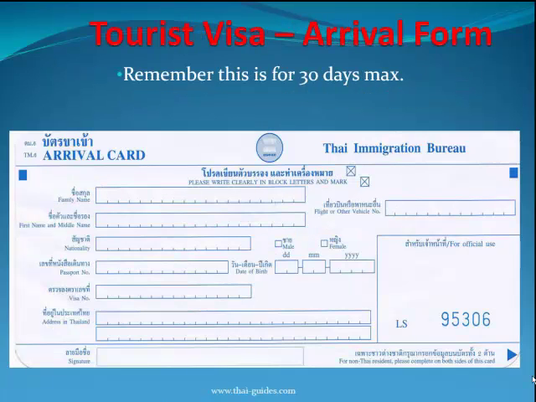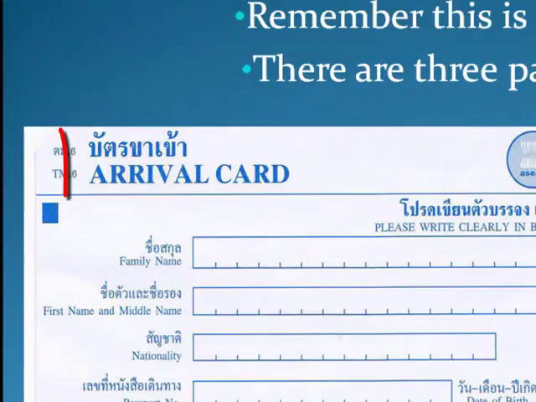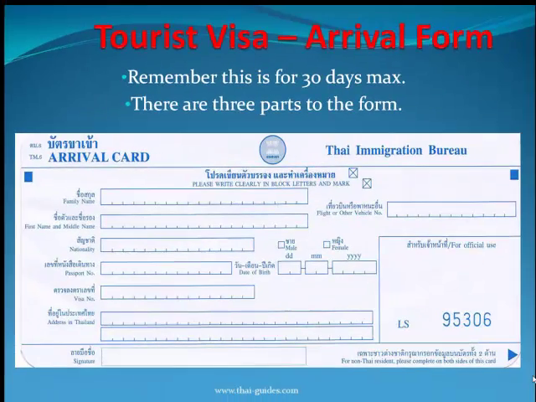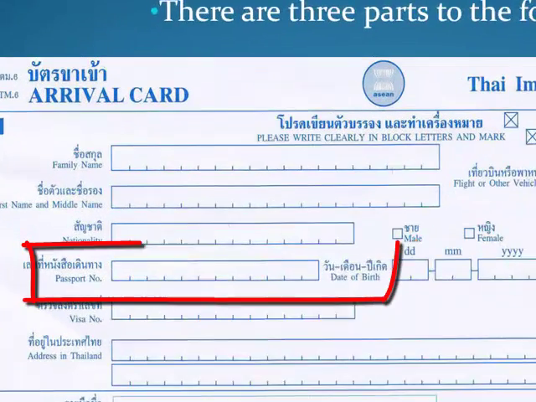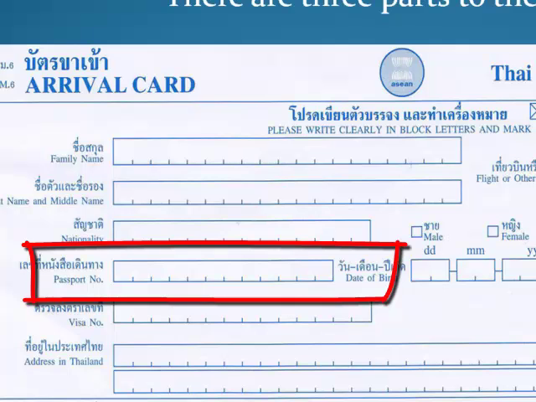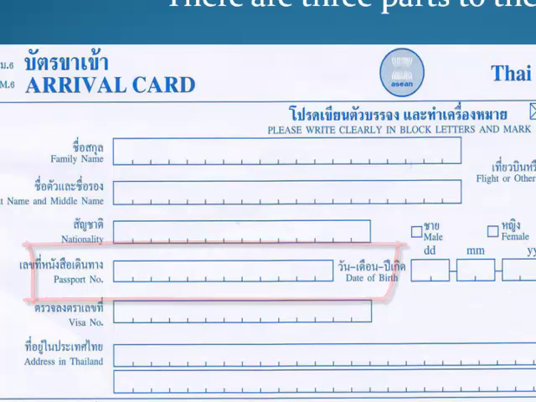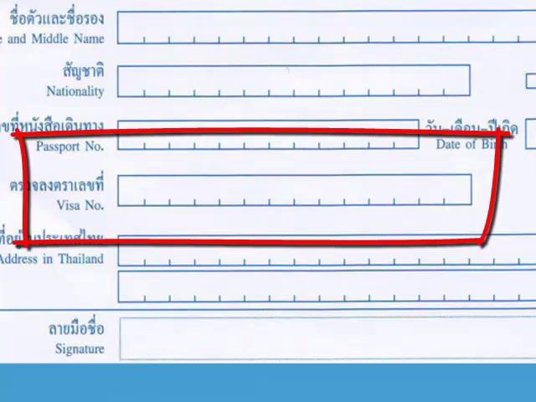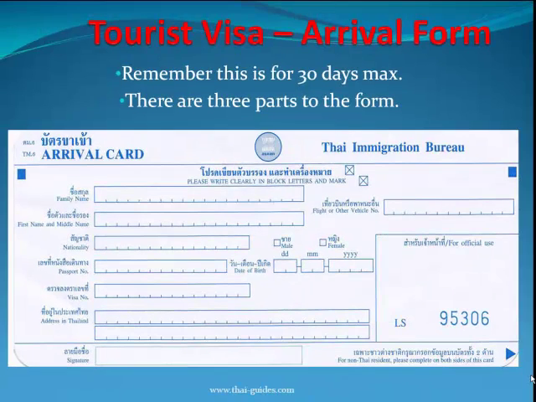Here is the first part, and it is the arrival card. So you fill in the details of your names, your nationality, your date of birth, and passport number. So you need your passport to hand to copy in the number. The other part there, which sometimes causes a little bit of confusion, it asks for a visa number. You leave that blank because a tourist visa doesn't have a particular number.